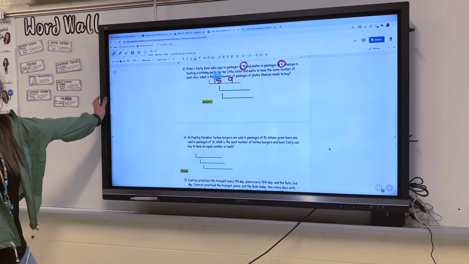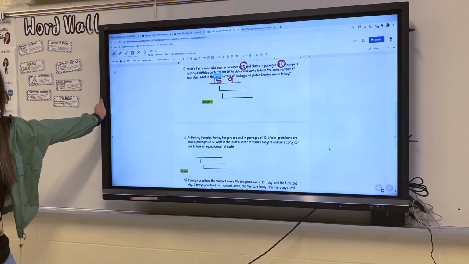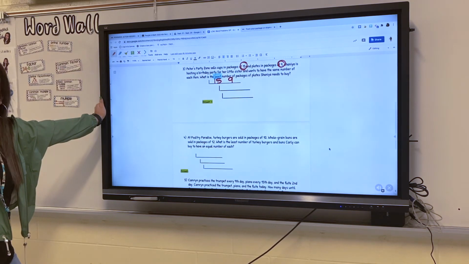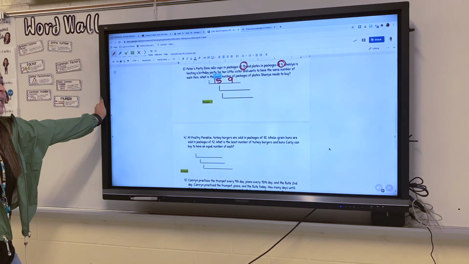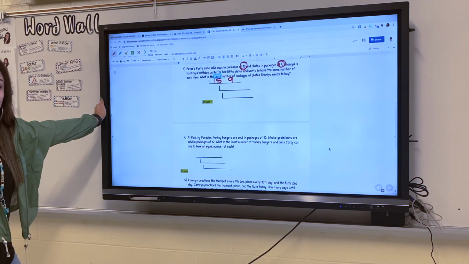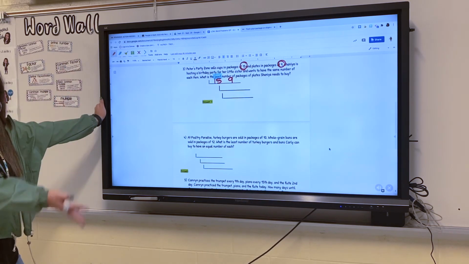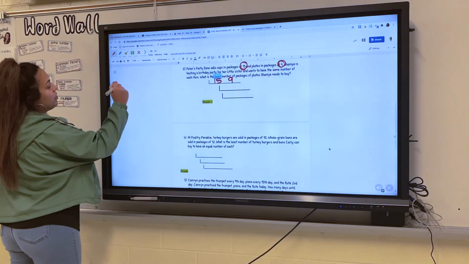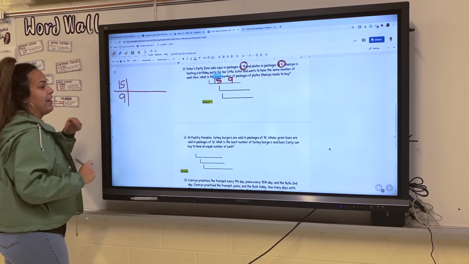Now, we're at a dilemma, because with 15 and 9, there's no trick that we can do. Only one number has a 5, neither of them end in 0, and neither of them are even. So this is where we'll have to set up a factor table to figure out the factors of 15 and 9 so we can continue on with the ladder method.